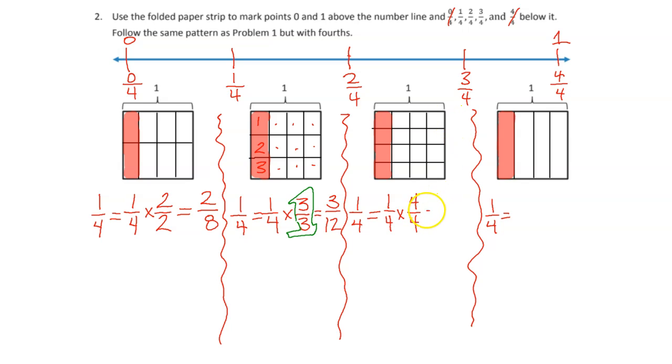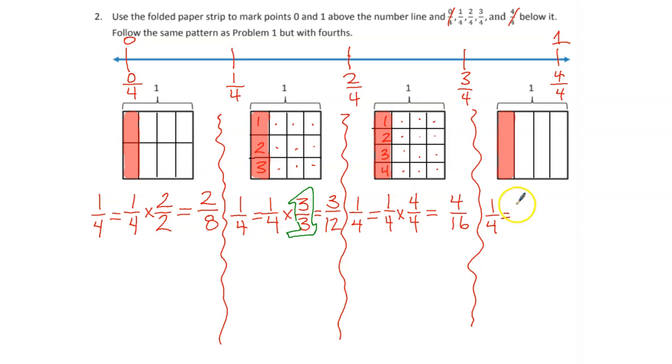So now I'm going to say, well, 1/4 can also be called 4/16. I have 1, 2, 3, 4 out of 5, 6, 7, 8, 9, 10, 11, 12, 13, 14, 15, 16.